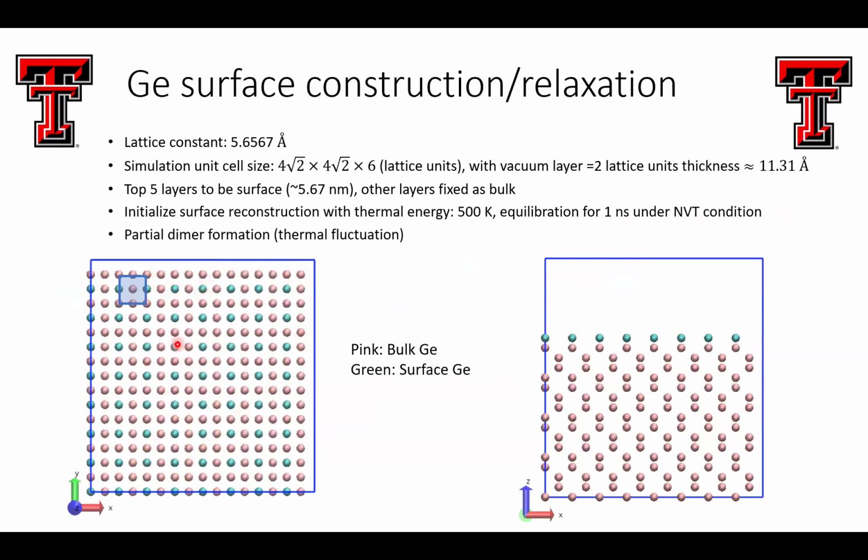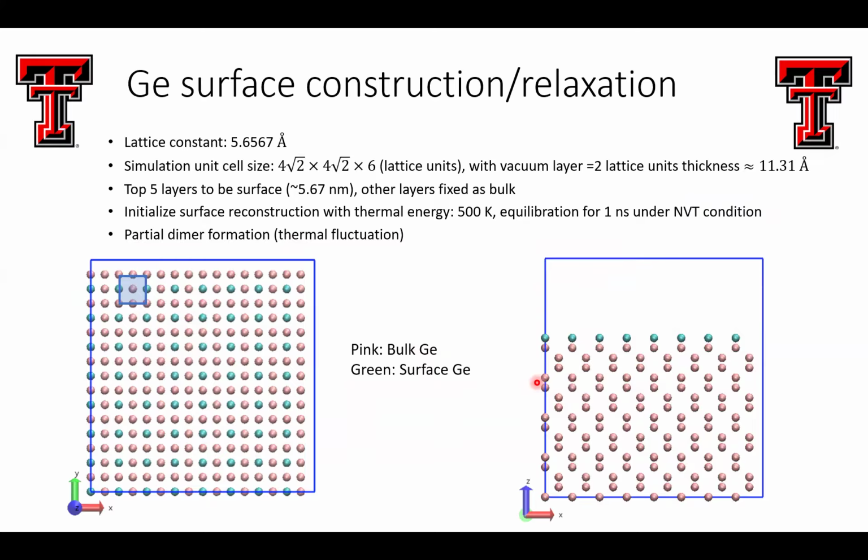This is bulk germanium, and these are the surface. This is looking from the top. So the green ones are on top. So you see that the structure at the surface is different from the bulk. That's another thing you have to take into account when you have surface problems.